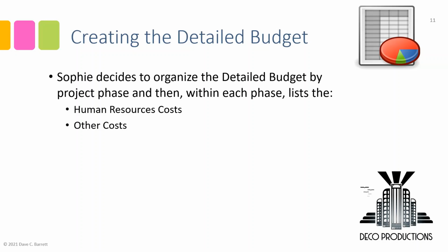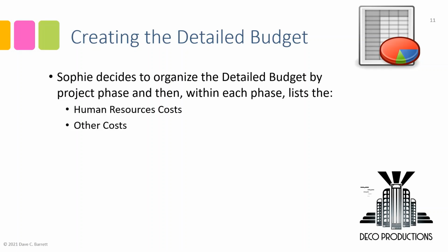Now, Sophie decides to organize the detailed budget by project phase, and then within each phase lists the human resources costs and the other costs. So she's splitting it out by each. There's various approaches that can be taken to developing a budget.